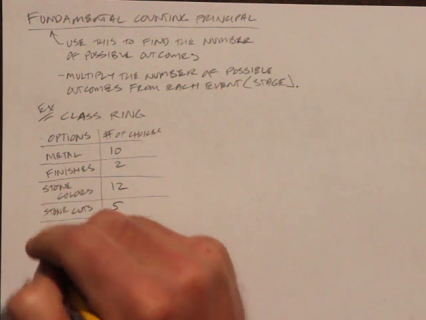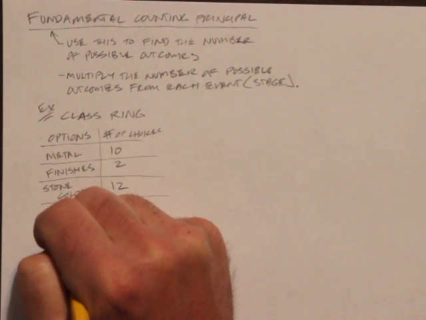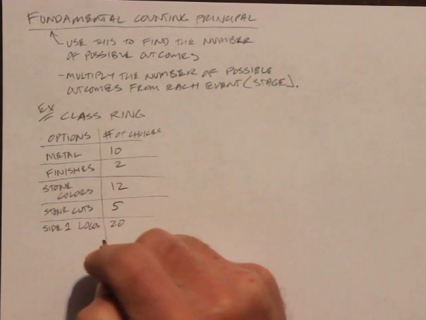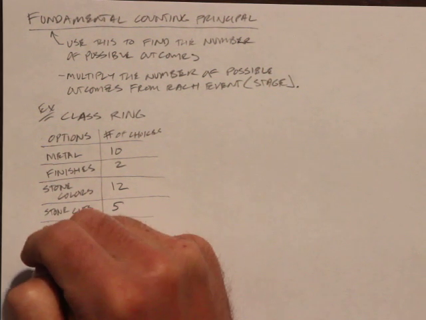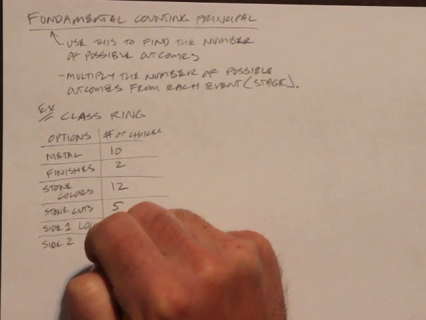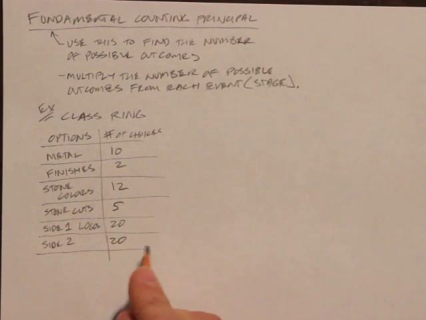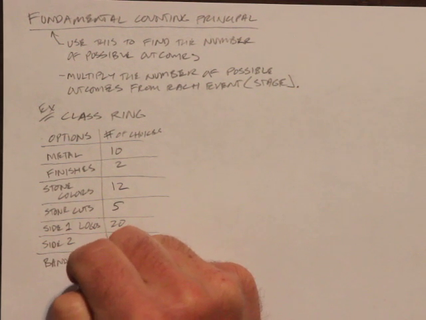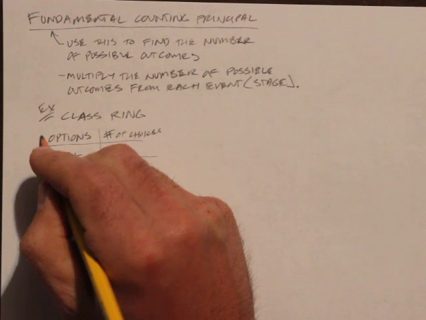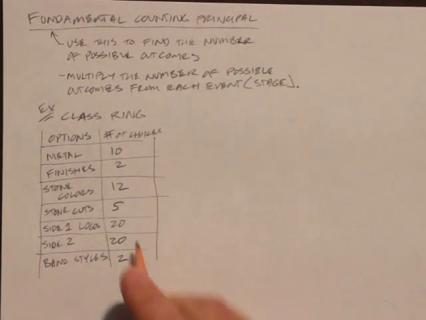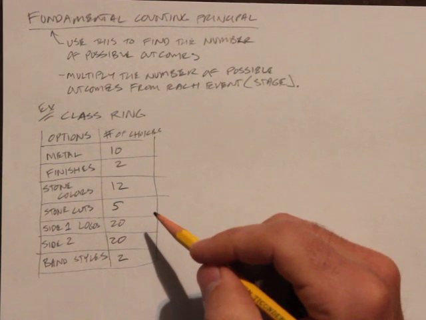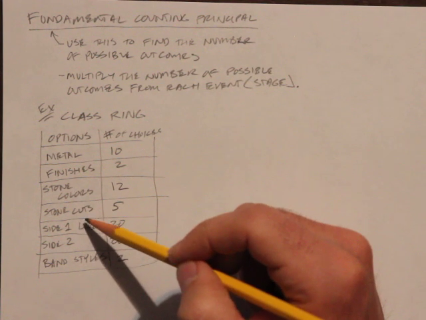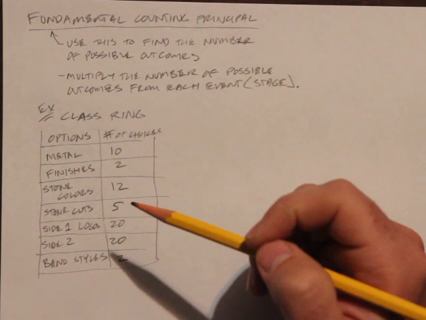And then you can have different logos. And there are 2 sides. So on side 1, you can have 20 different logos, and side 2 you can also have 20 different logos. And the last choice you get to make are the band styles. And there are 2 different band styles that you can choose from. So if you're going to order a class ring, you're going to see something kind of like this where you get to choose all of these different options to make your ring the way you want it.